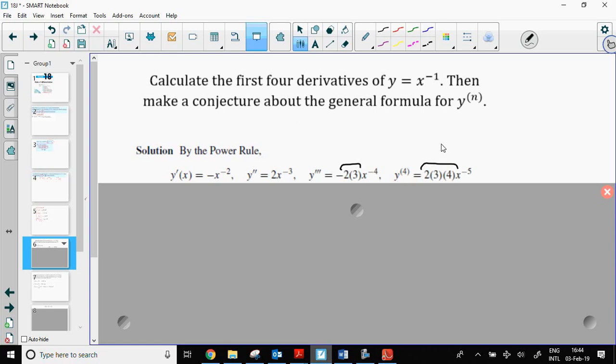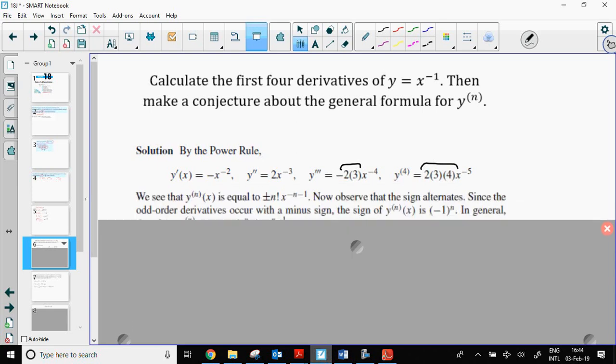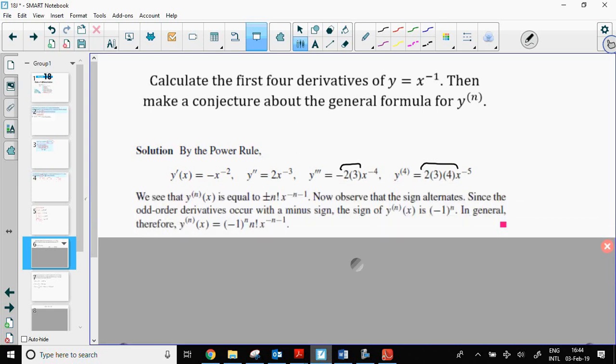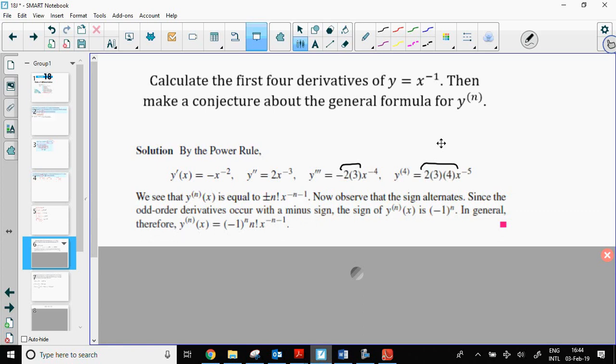The first derivative's negative, the third derivative's negative. Every odd derivative here is going to be negative. The evens are going to be positive. So the way to incorporate that into our general form is to use a negative 1 to the power of n. So that's going to have it alternate. It's always going to be times n factorial.